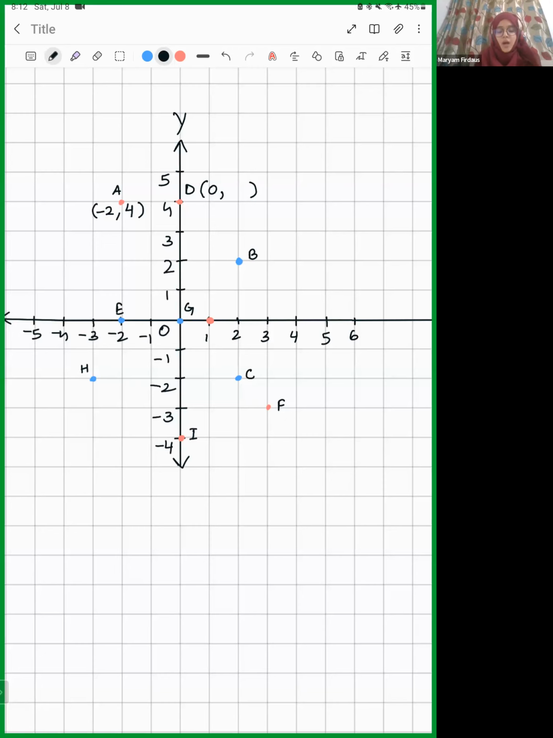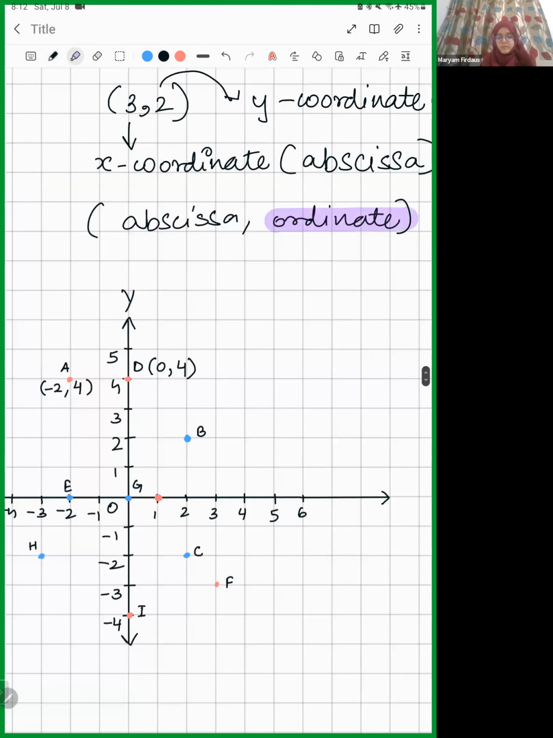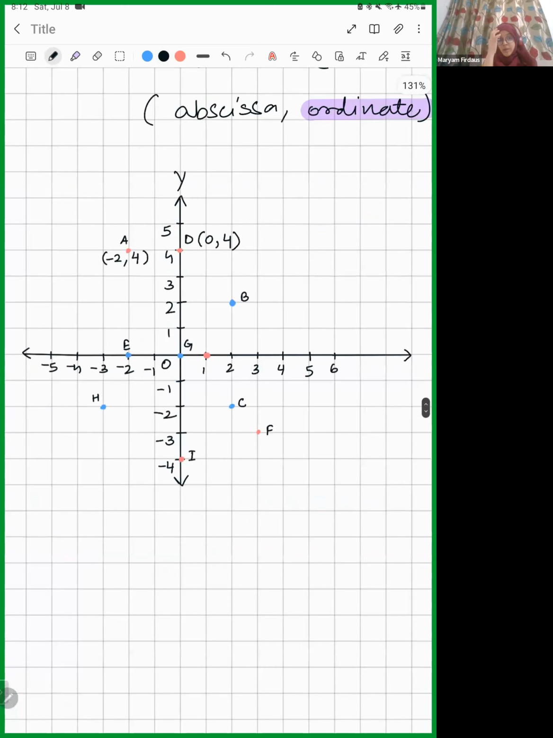Now, Zen, what is the y coordinate? The straight line. Okay, 4. 4 is the Y coordinate. Very good. And the y coordinate is also called what? Ordinate. Okay. Now it's Abdul Jabbar's turn.